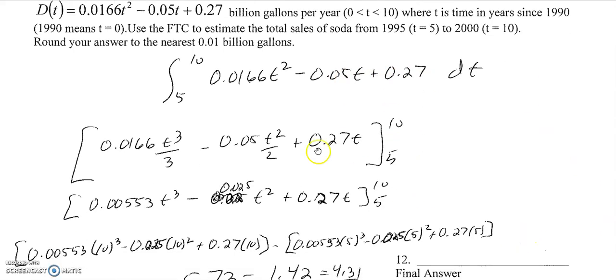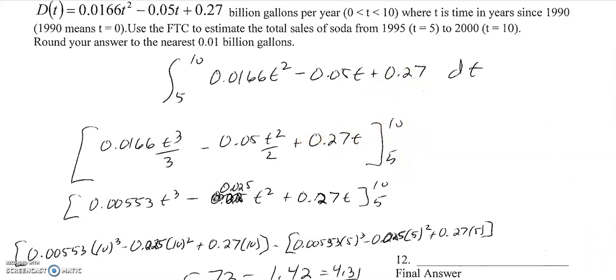So in this case, we're going to take the integral. It's not going to be u substitution. So the integral of 0.0166 t squared, we add 1, divide by it. So it would be 0.0166 t to the third divided by 3, minus 0.05 t. To take the integral, it's negative 0.05. This is t to 1. So add 1, 2, divide by it, you get 2. So negative 0.05 t squared over 2 plus the integral of 0.27 would be 0.27 t, from 5 to 10.